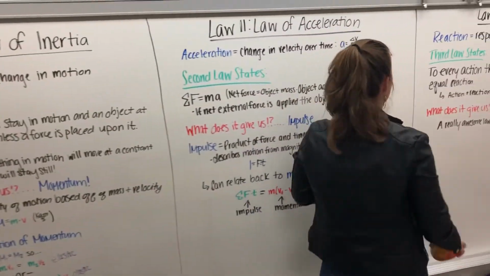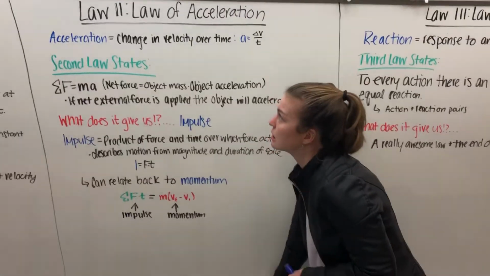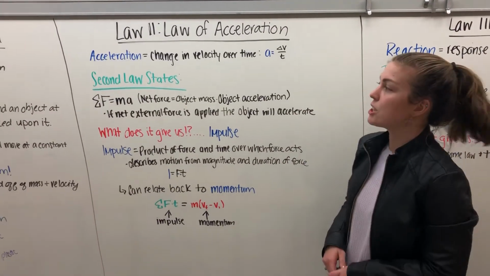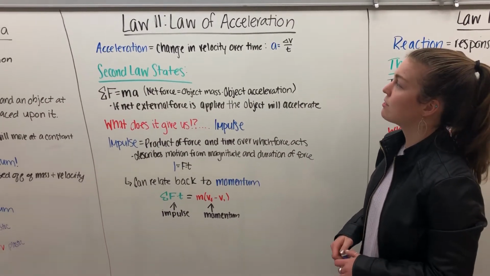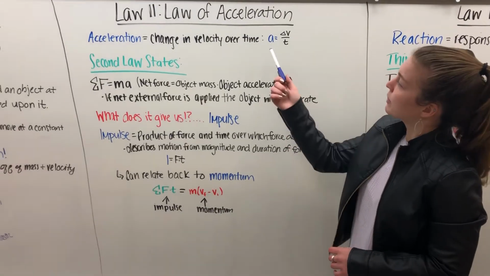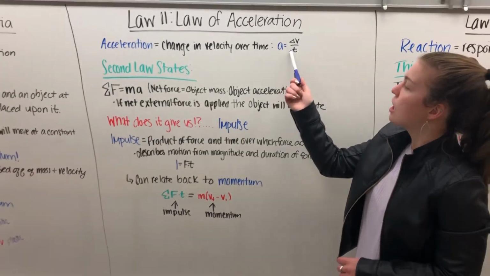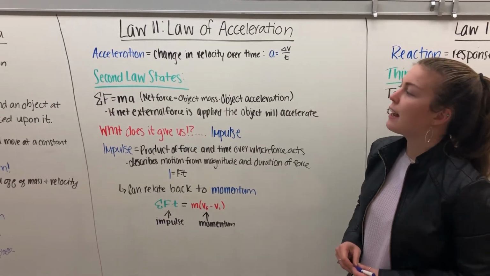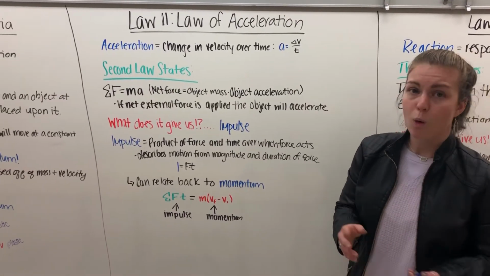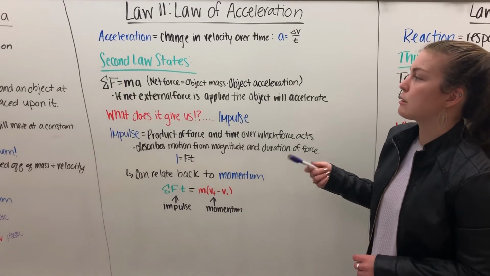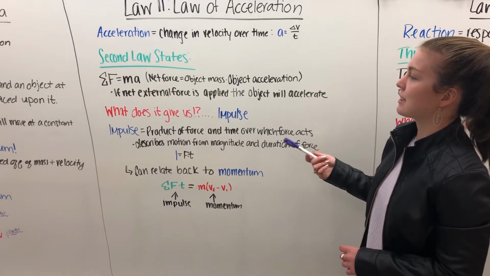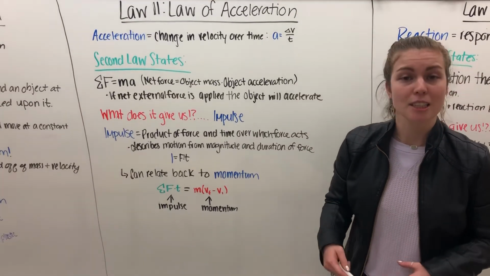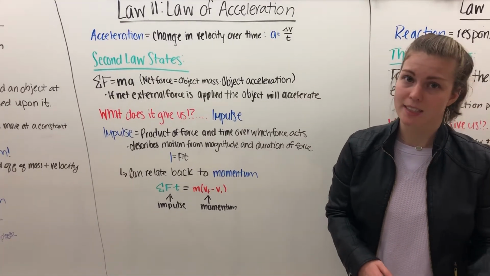Newton's second law is going to be the law of acceleration. If we define acceleration, acceleration is the change in velocity over time, or we can write it as A equals delta V over T. So the second law states that F equals ma, or that the net force equals the object mass times the object acceleration. So if an external force is applied, the object will accelerate. Essentially, if you apply a force, you're going to have acceleration.